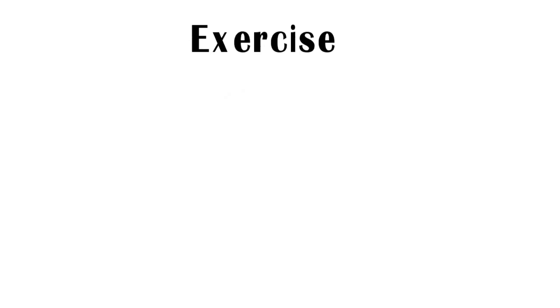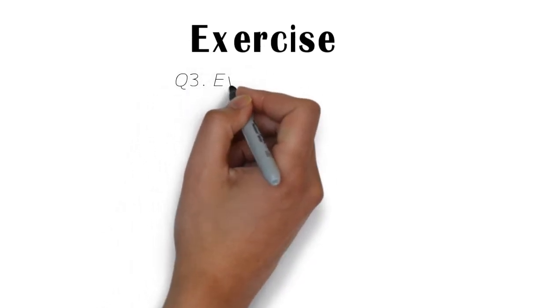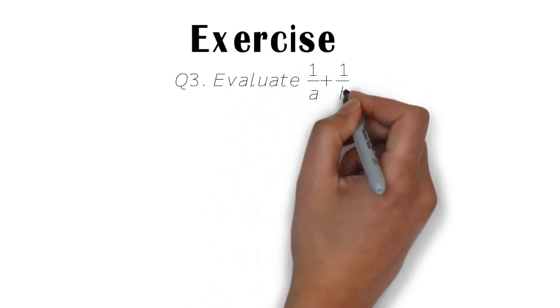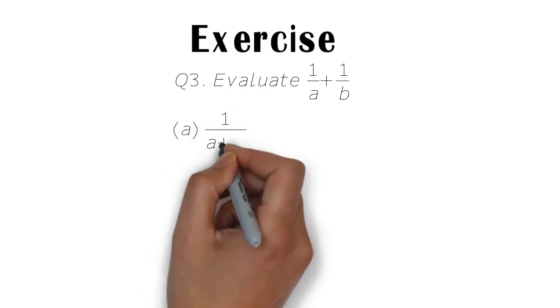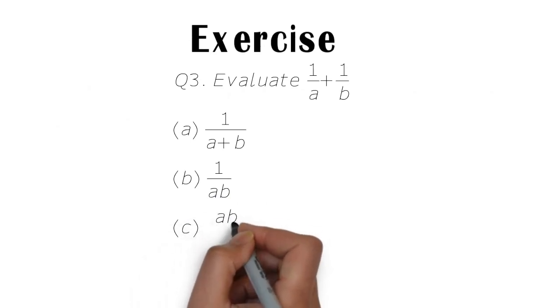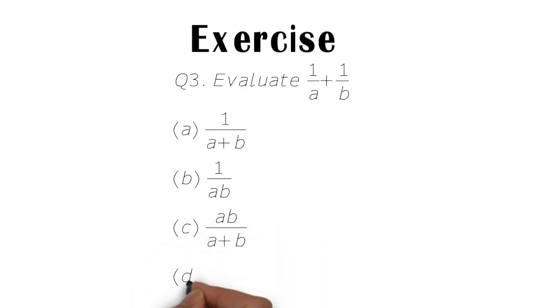And lastly, the final question in this exercise, evaluate 1 over a plus 1 over b. Is it 1 over a plus b, 1 over ab, ab over a plus b, or is it a plus b over ab? Clearly, as we have looked at earlier, it is not 1 over a plus b. It is also not 1 over ab. Now, definitely it's between C and D. So the answer is definitely D.